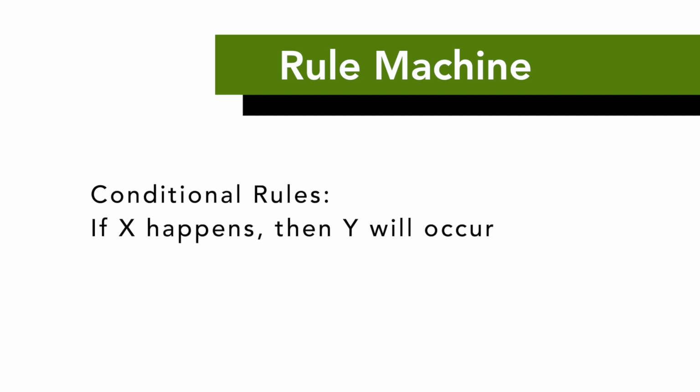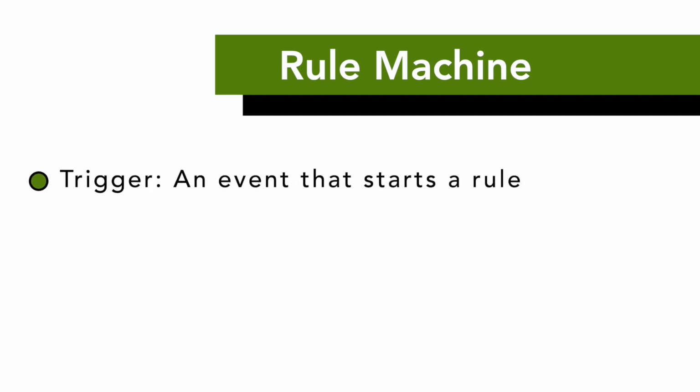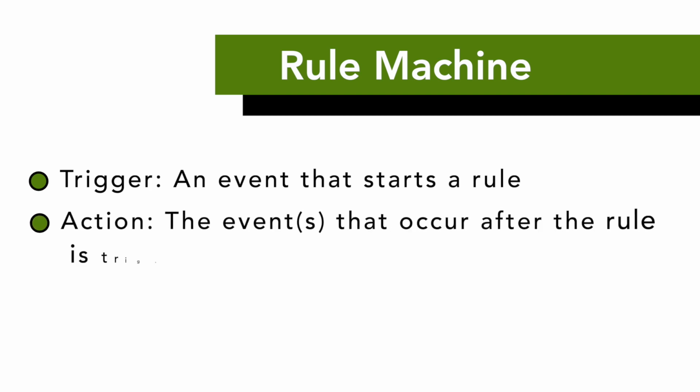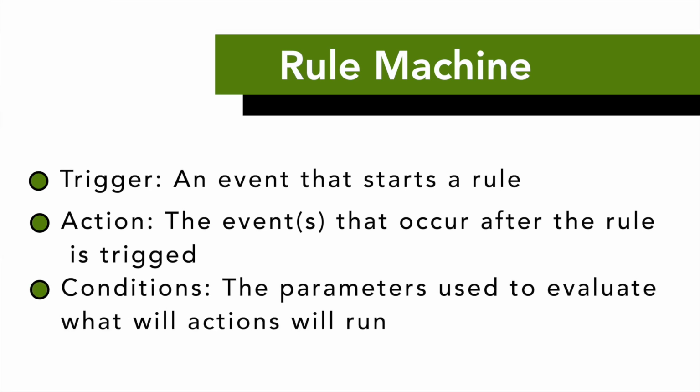The power of Rule Machine is the ability to build conditional rules. These are your classic, if this happens, do this, but if something else happens, do this other thing rules. Everything in Rule Machine is built around triggers, actions, and conditions. A trigger is an event that starts your rule. It's usually a change in something, like a change in motion sensor, a change in a contact sensor, that sort of thing. An action is what your rule will do, like turn on a light or send an alert. And conditions are the parameters your rule will evaluate to determine what action to run.